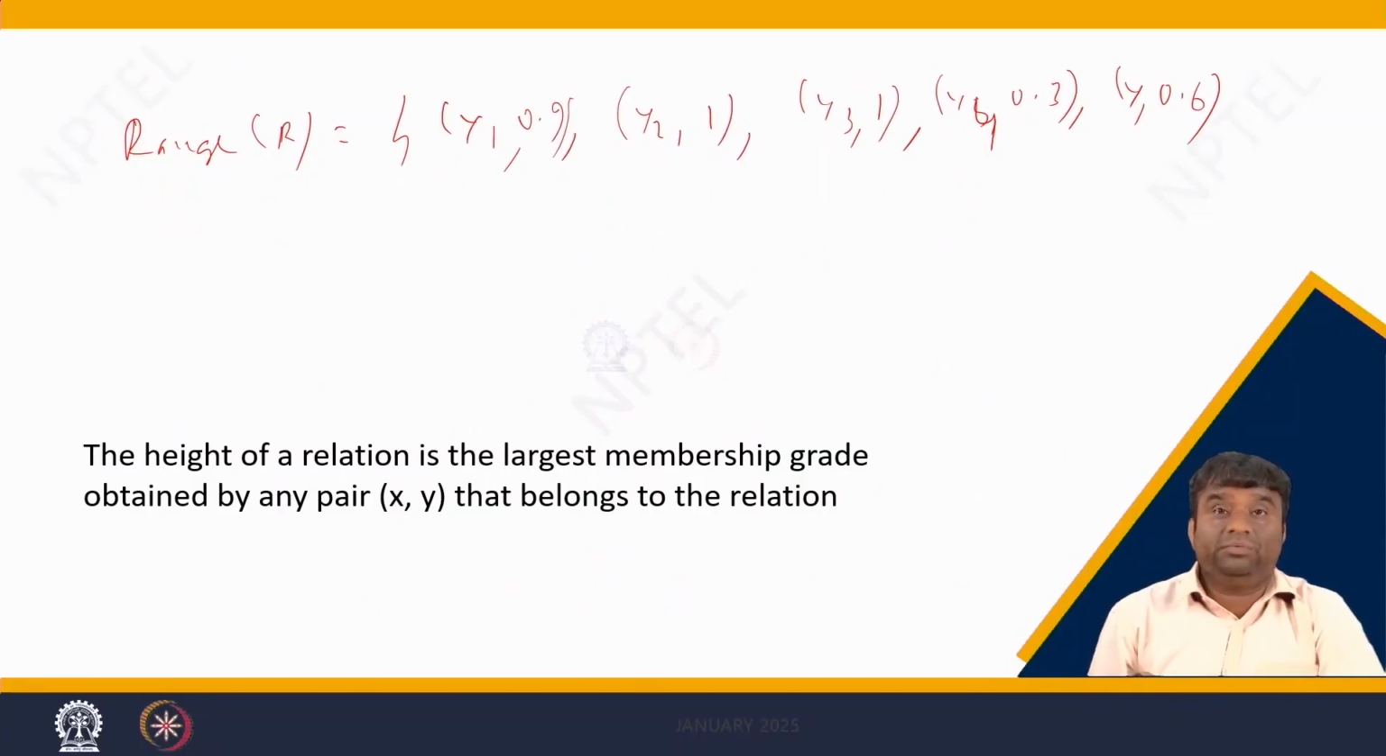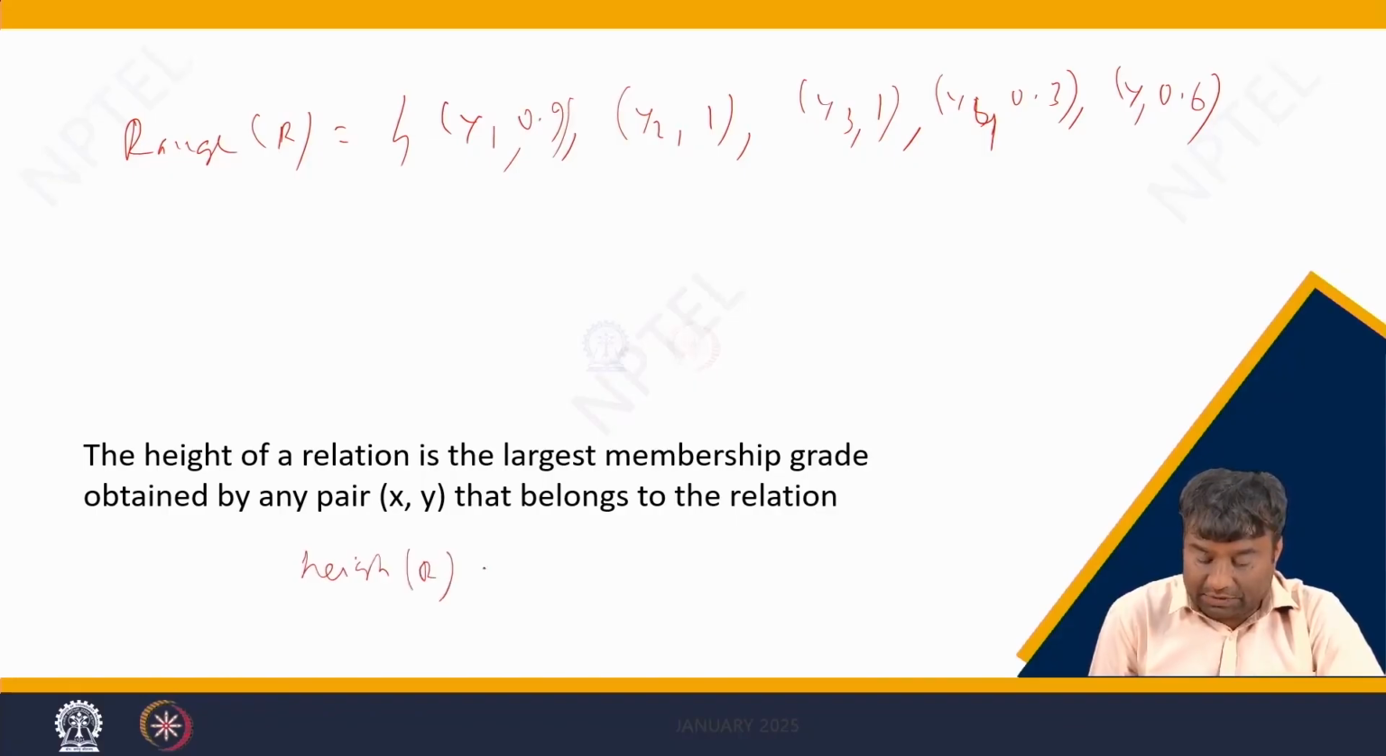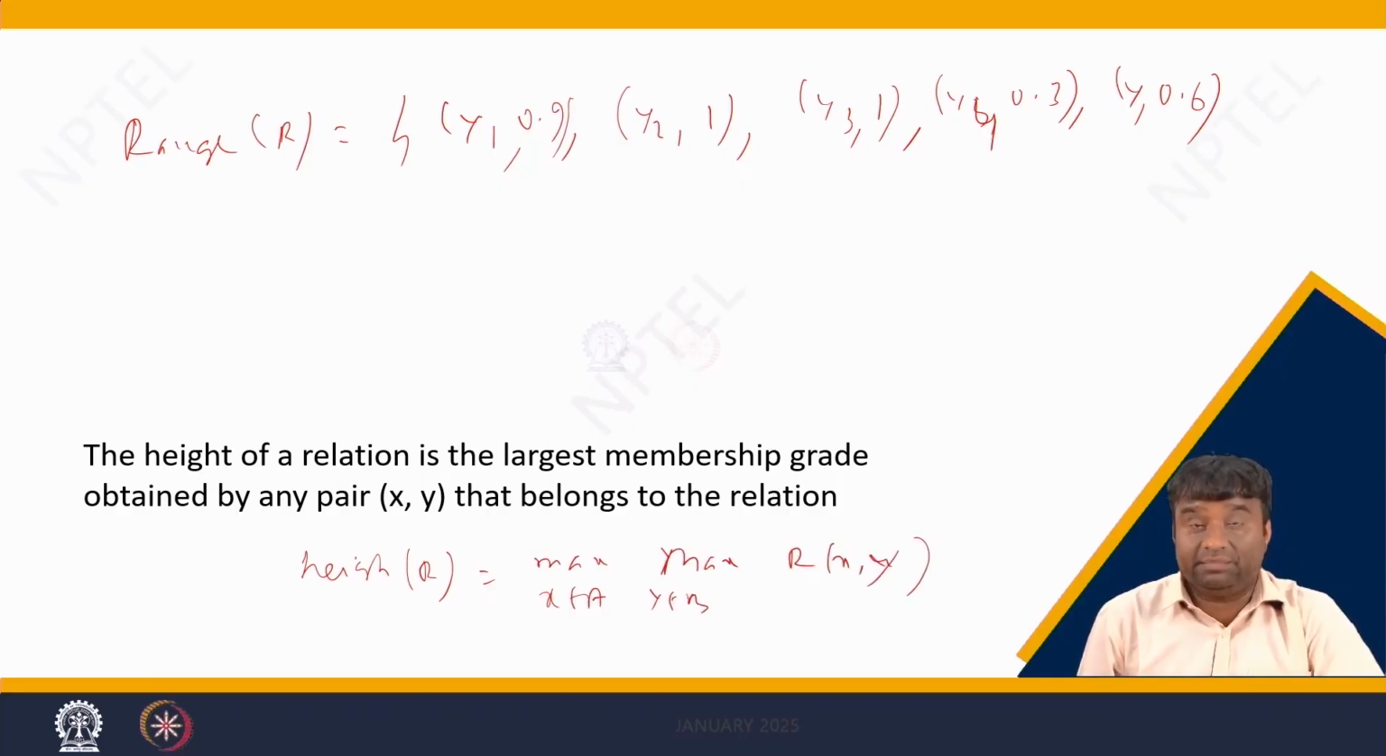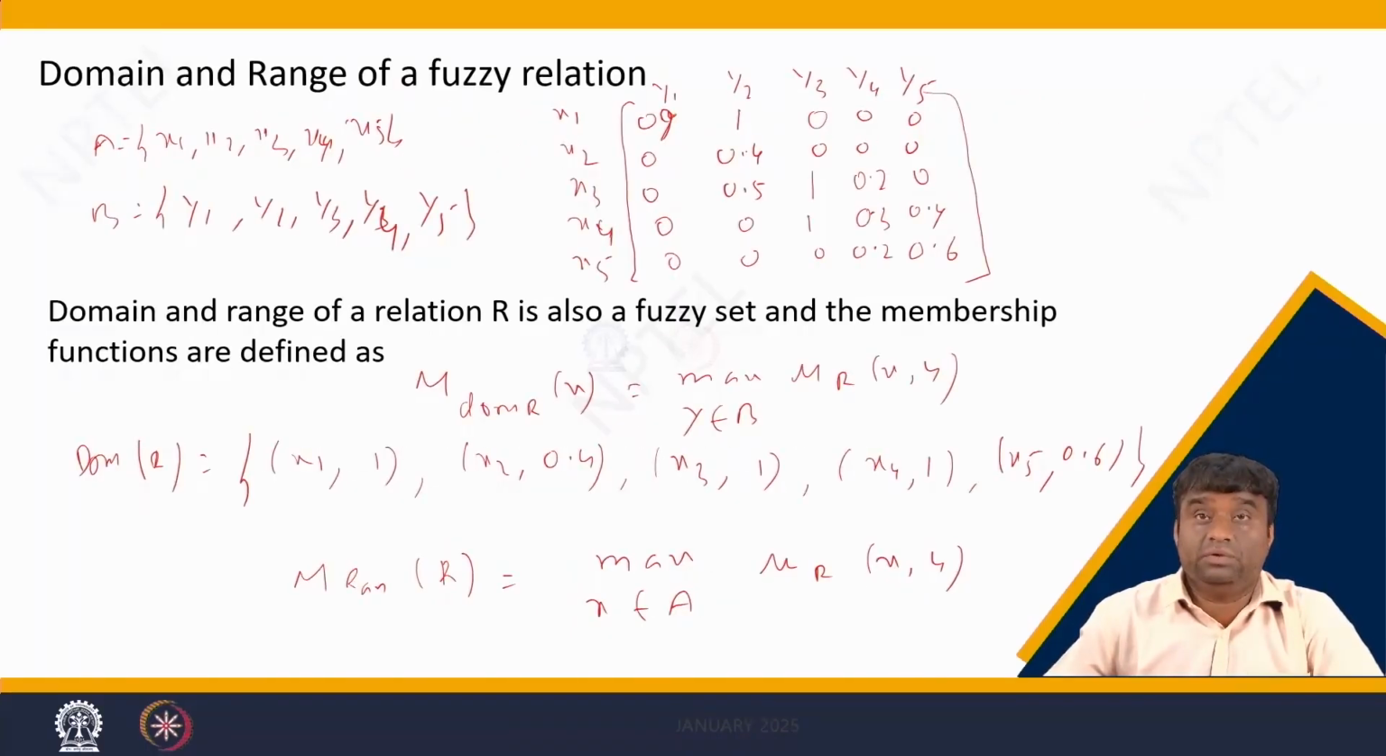Now height of the relation is the largest membership grade obtained between any pair of x, y. So height of R is equal to maximum x belongs to A, maximum y belongs to B, R(x,y). So in this relation, the maximum value is 1, as the maximum value is obtained at x1, y2, x3, y3, x4, y1, x4, y5.